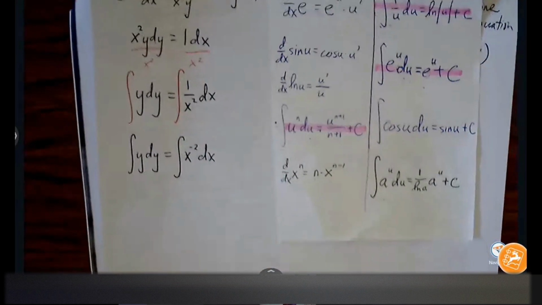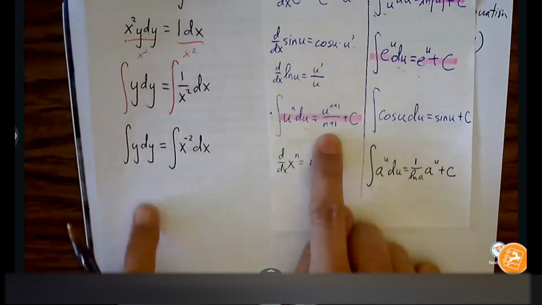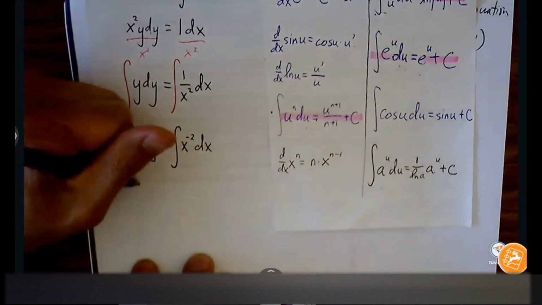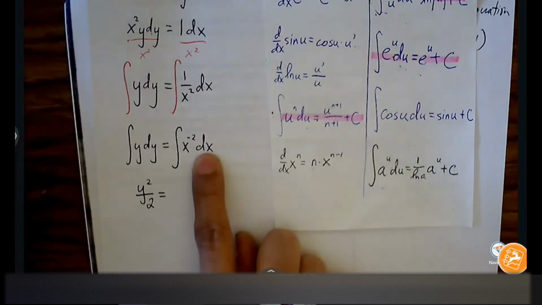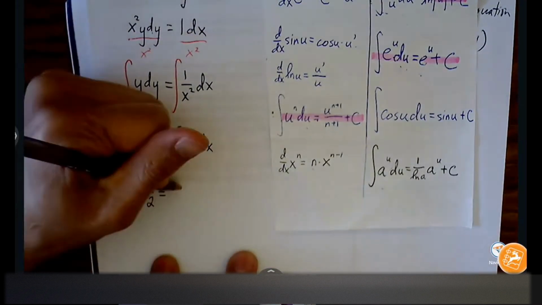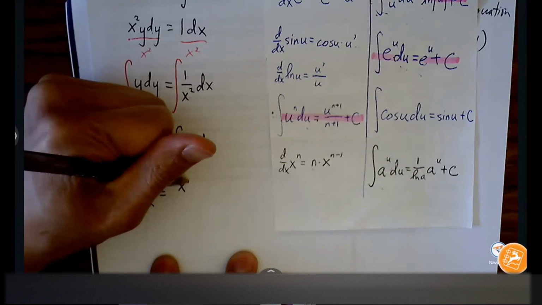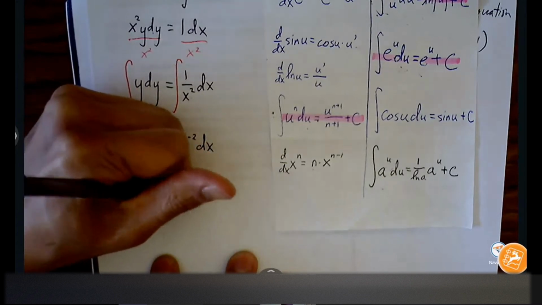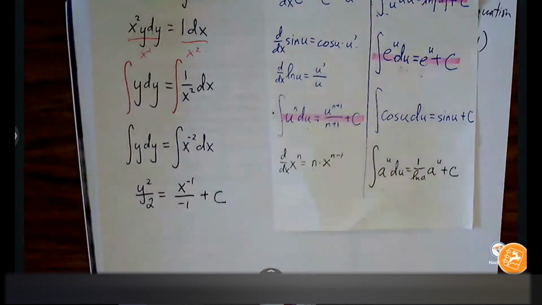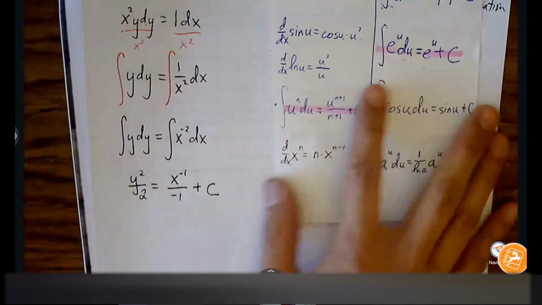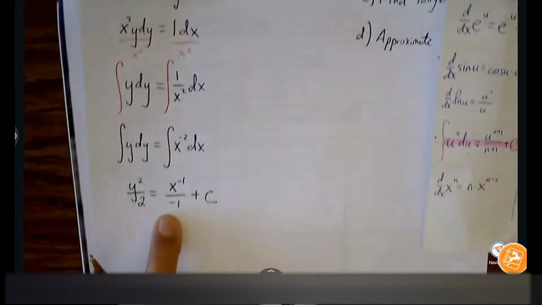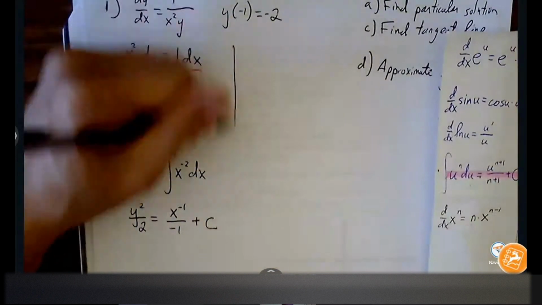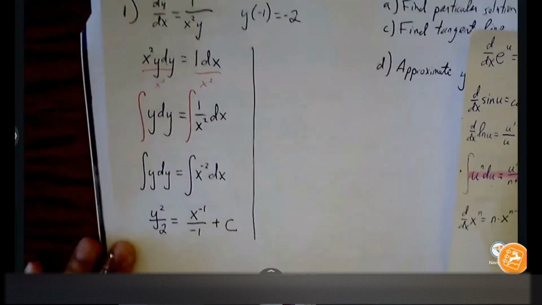Okay, now both sides are ready to go, right? Power rule for both. Y squared over 2. What does the right side become? Negative 1 over x. Okay, good. Right now, I'm just going to leave it in this form, but we're going to clean that up in a little bit. All right, questions so far?